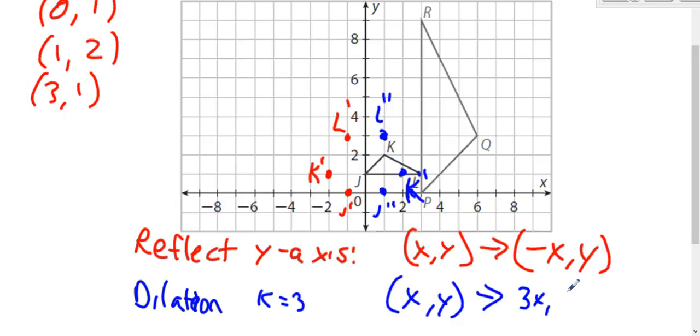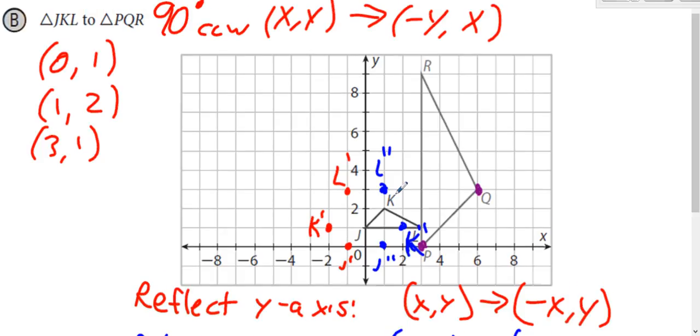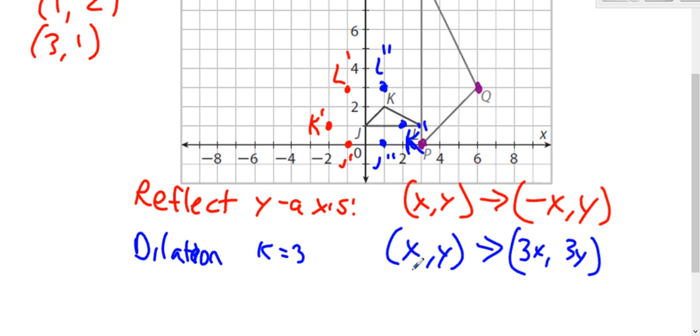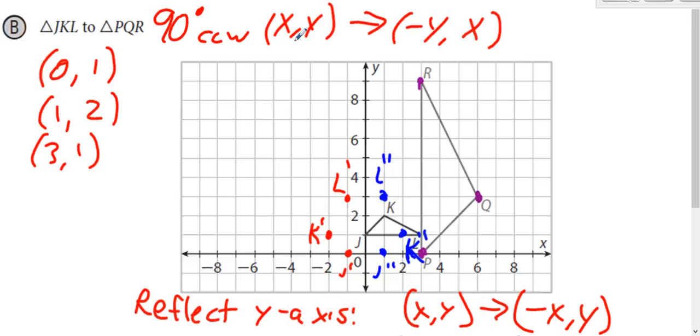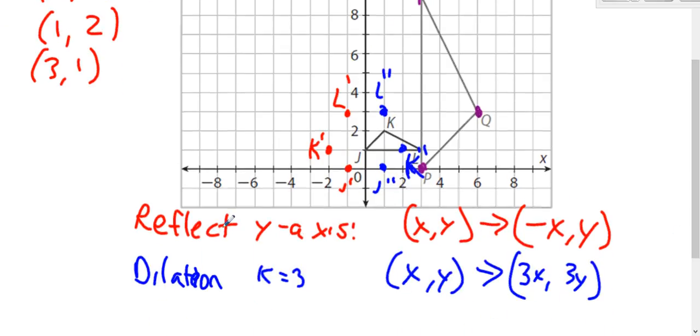So that goes to 3x, 3y. So if you multiply by 3, 1, 0 goes to 3, 0. That matches up. 2, 1, that will go to 6, 1 times 3 is 3. That matches up. And then the last point, L, 1 multiplied by 3, you get 3. And then the height was 3 multiplied by 3, you get 9. And that matches up. So it's a 90-degree counterclockwise rotation, then a reflection over the y-axis, and a dilation with scale factor 3.